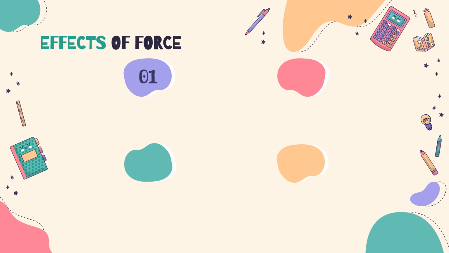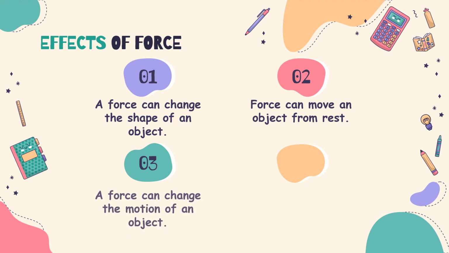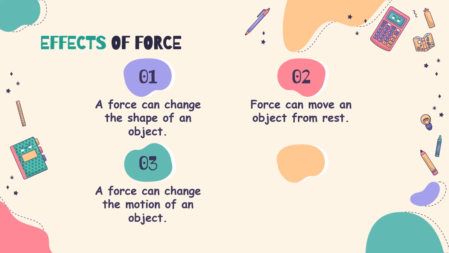Effects of force. First one, a force can change the shape of an object. Second one, a force can move an object from rest. Third one, a force can change the motion of an object. Fourth one, a force can stop a moving object. Let me explain all these topics in detail with examples.